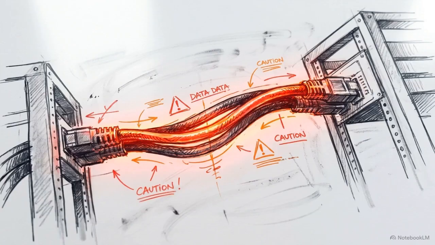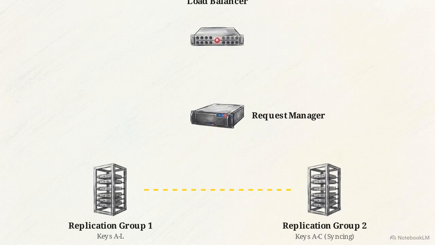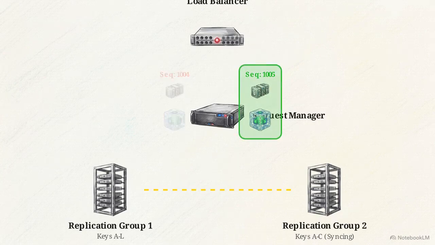This creates a critical vulnerability. Historical data is in transit, but new writes are landing elsewhere. We must safely serve read requests during this window. During migration, request managers duplicate incoming read queries and fire them to both groups simultaneously. Receiving both responses, the manager compares their 16-byte sequencer IDs and forwards the most recent data.